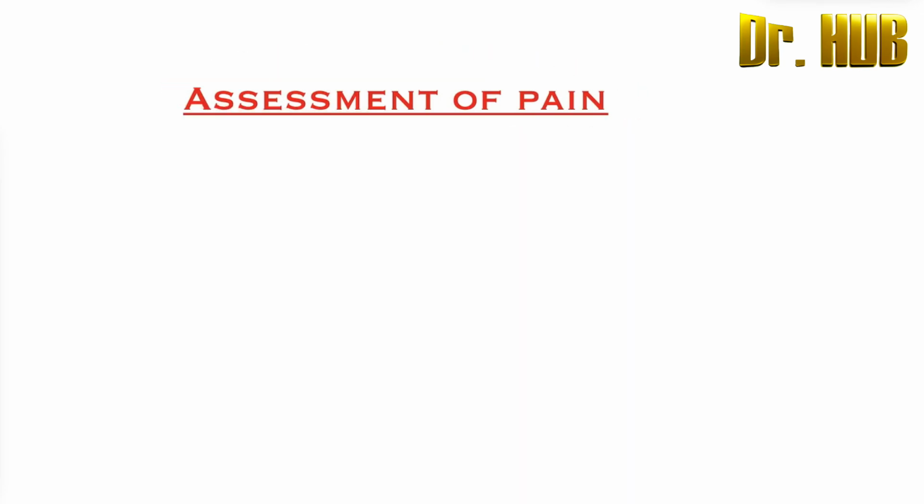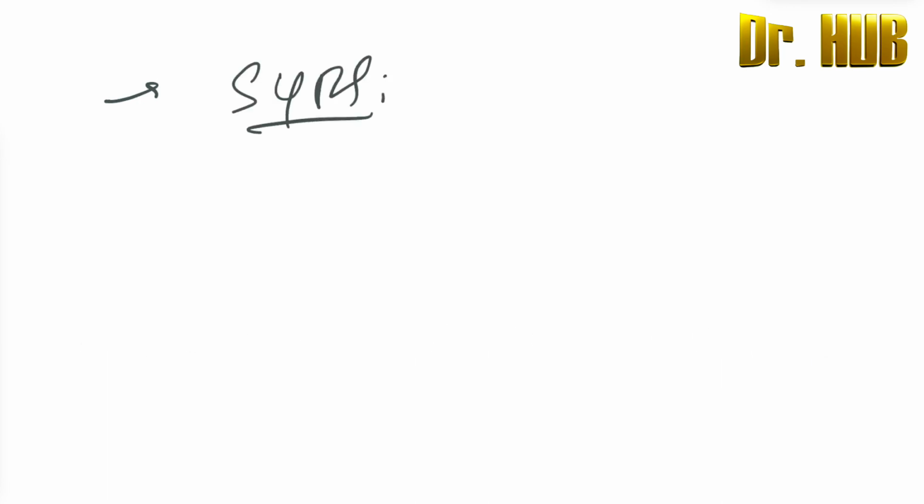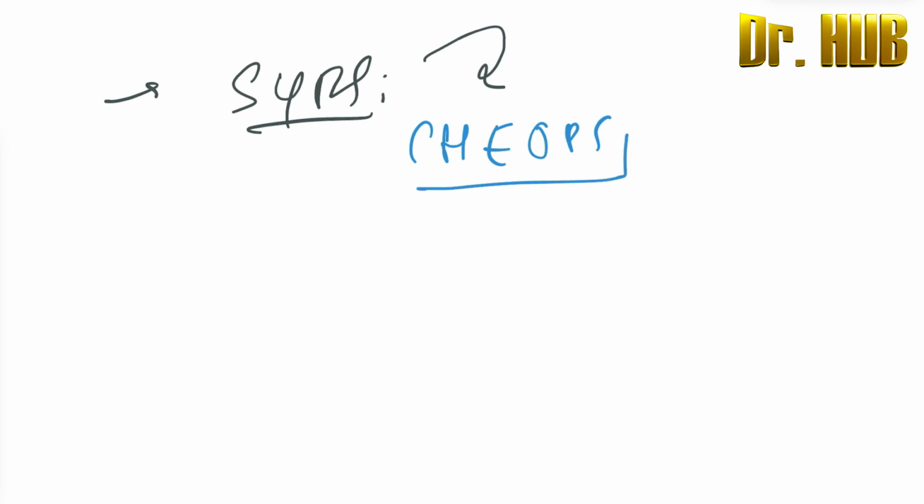Assessment of the pain. So we need to know some important scales. The best scale to measure the pain in children up to 5 years of age is the CHEOPS. This scale is considered the best scale.